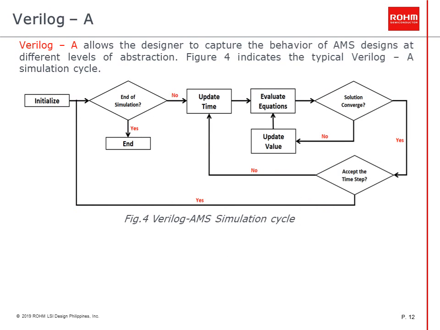2. Verilog-A. Verilog-A allows the designer to capture the behavior of AMS designs at different levels of abstraction. Figure 4 indicates the typical Verilog-A simulation cycle. Initialization. The initialization phase of a transient analysis is the process of initializing the circuit state at time 0. Synchronization. A Verilog-A simulation consists of a number of analog and digital processes communicating via events, shared memory and conservative nodes. All conservative nodes macro process are represented by matrices and solved jointly.